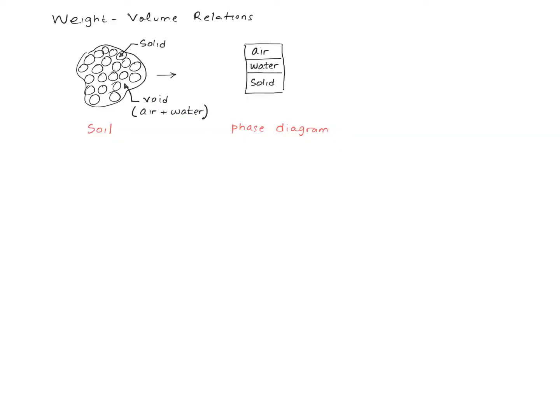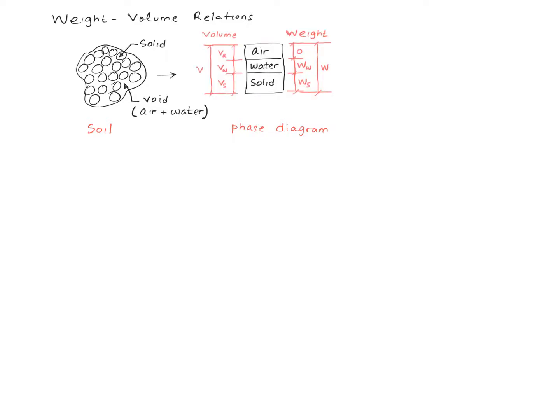Now we are ready to delve into the weight-volume relations. As we have seen before, soil consists of solid, air, and water. The first thing we want to do is to represent these phases in a diagram called a phase diagram. The phase diagram is partitioned into solid, water, and air. We will derive these relations by considering just water as the liquid, but the relationship can be easily extended for other fluids like oil or benzene.